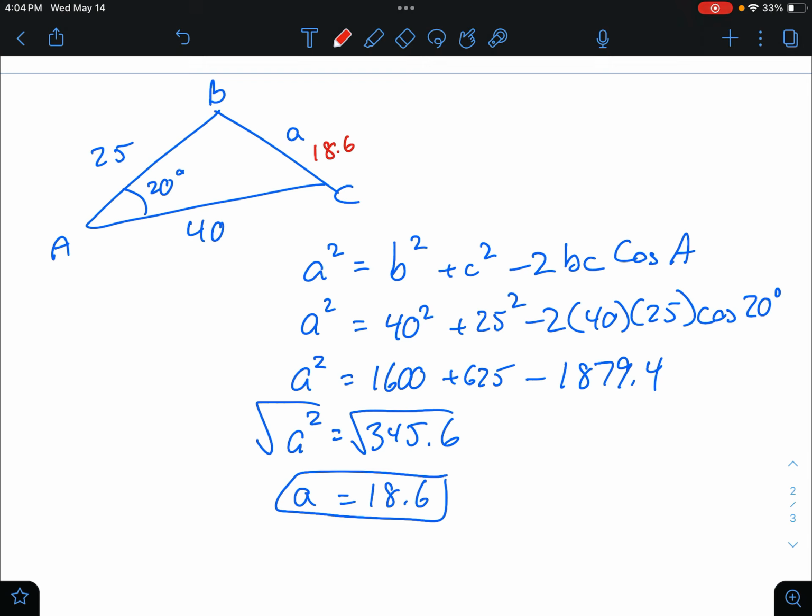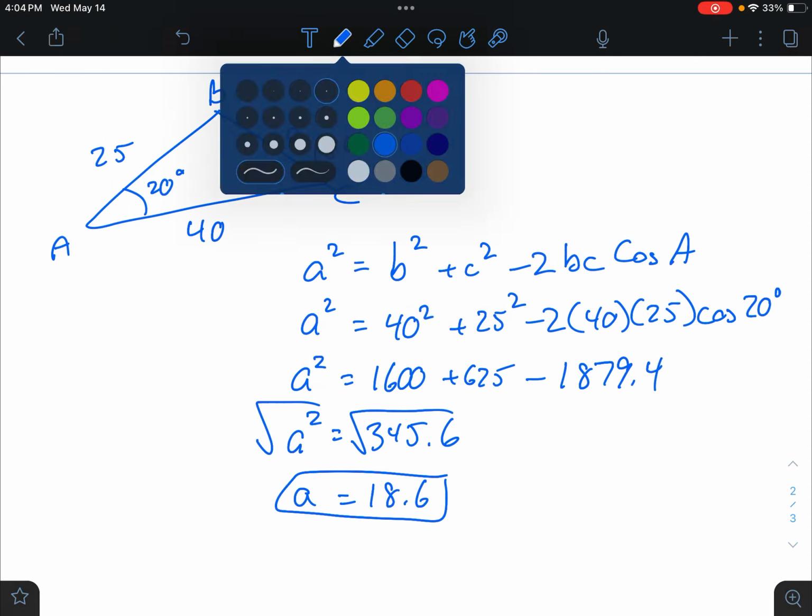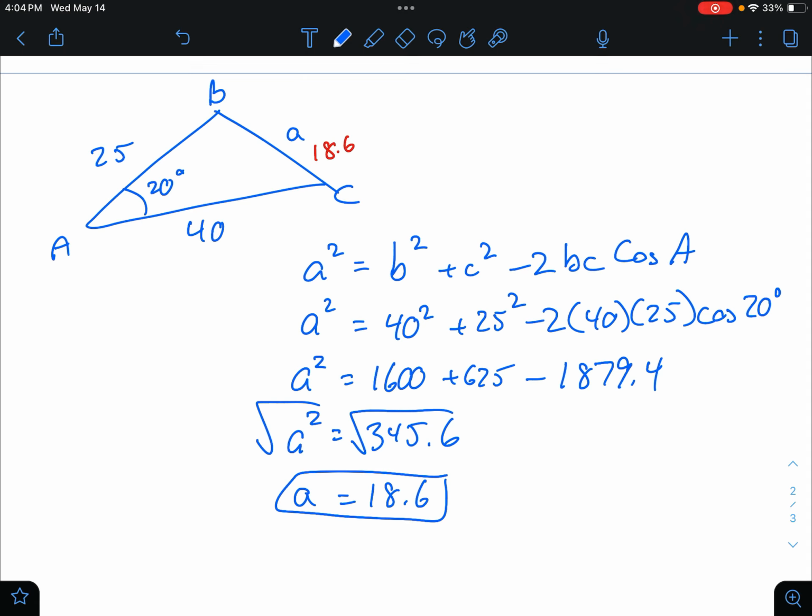Cosine law is kind of big. There's way more ways of making mistakes, in my opinion, than the sine law. So we can switch into the sine law once we've already done the cosine law, because now we've got an angle with its opposite side. So just a little trick if you have to go any further in your triangles. Okay, so that's how we use the cosine law to find a side length.